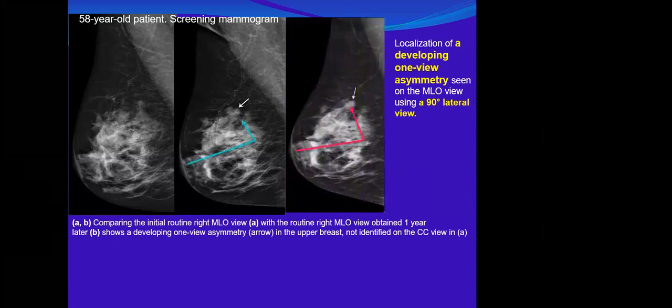Comparing the initial with the previous one year, it shows a developing single-view, or one-view, asymmetry. Okay, I need to make sure whether it is just an asymmetry or a focal asymmetry. I'll go for the straight lateral, and this is the straight lateral view. Tell me, is it at the same level?